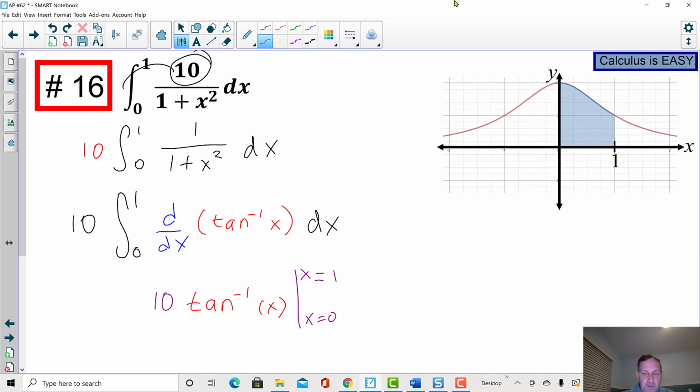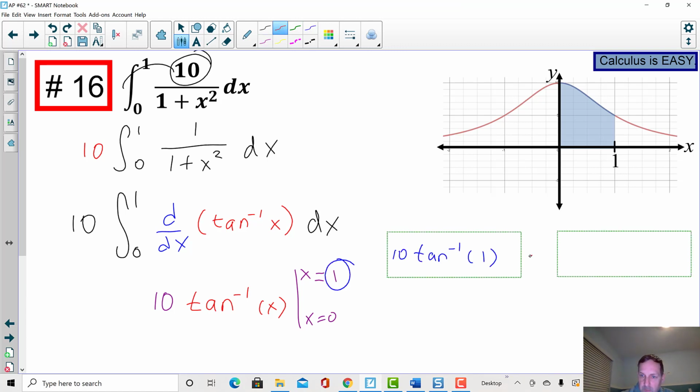And again, when I evaluate this, I prefer to use boxes. We want to evaluate it at the end, which is a 1. Then we're going to put minus. Then we're going to evaluate it at the beginning, which is 0.